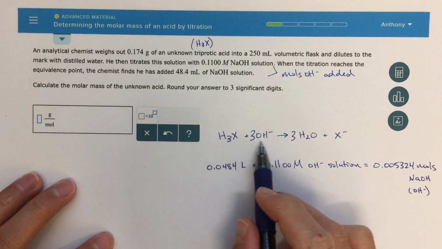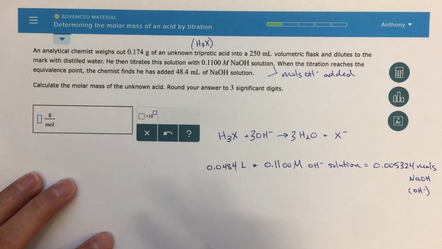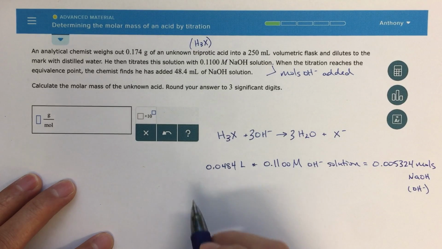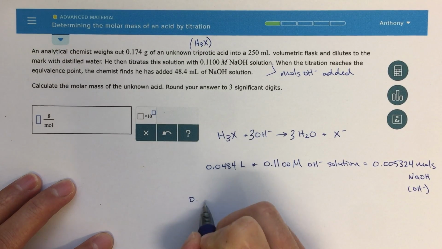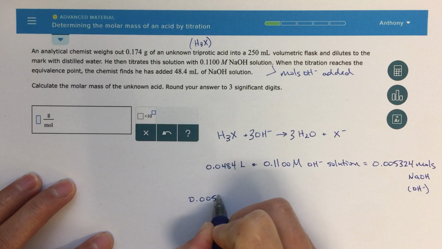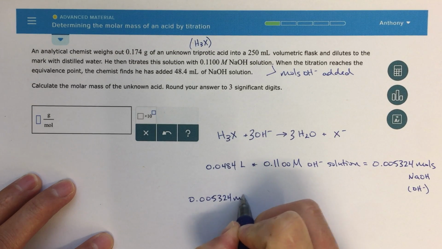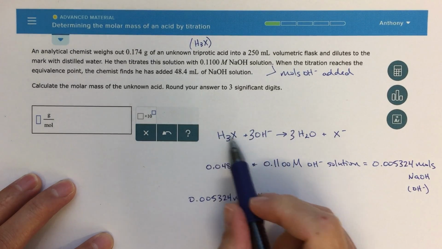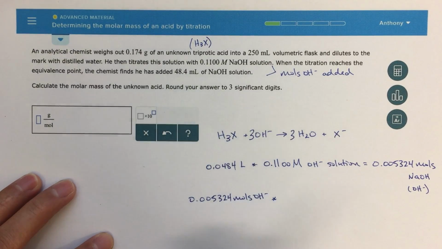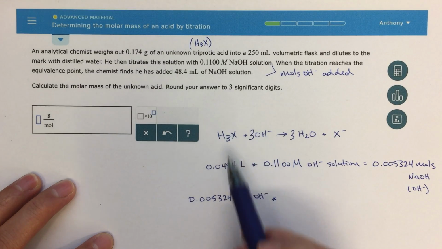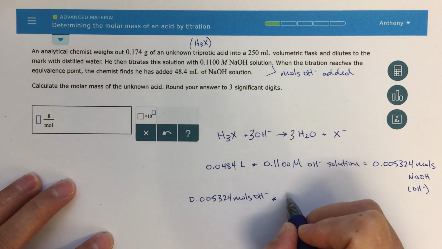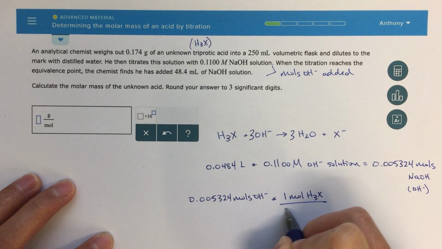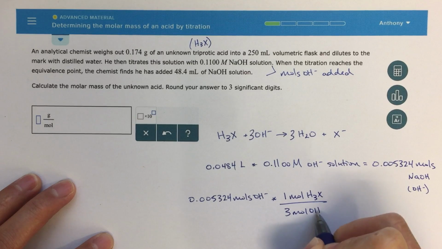Now we need to use this mole-to-mole ratio, and this is a really easy spot to make a really simple mistake, but obviously we don't want to make any mistakes, so really we should be writing out this mole-to-mole ratio. So 0.005324 moles of OH minus, and I'm going to be doing a mole-to-mole ratio to figure out, if this is my number of moles of OH minus that I put in, how many moles of H3X does that correlate to? So it's going to be 1 mole of H3X for every 3 moles of OH minus.